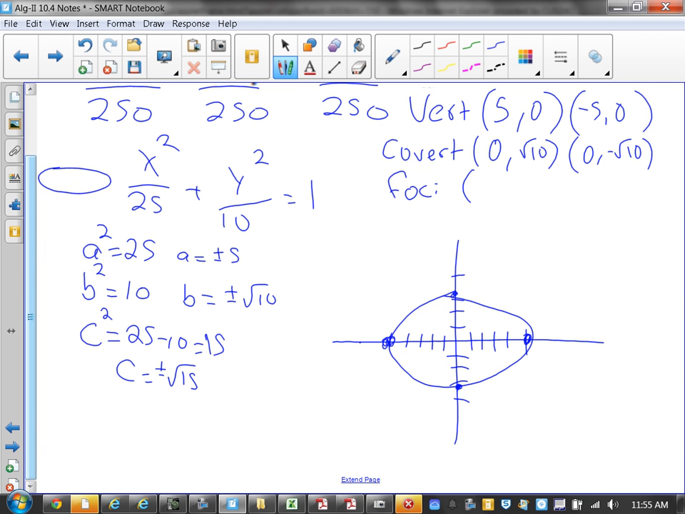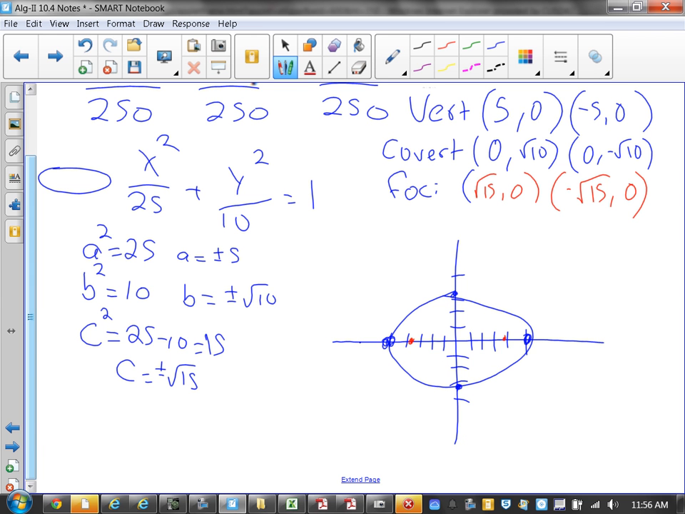root 15. Root 15 is a little bit less than the square root of 16, right? So it's less than 4? Square root of 15 is almost the square root of 16. Do you agree? Square root of 16 is 4. That's less than 4. So there's my foci. So it'll be at root 15, 0 and negative root 15, 0.